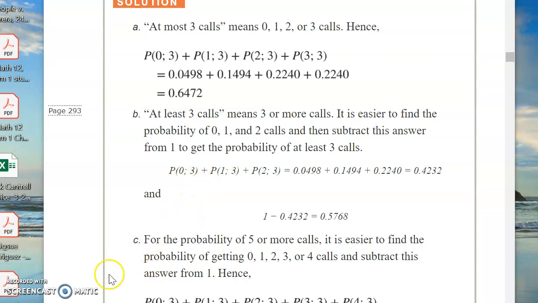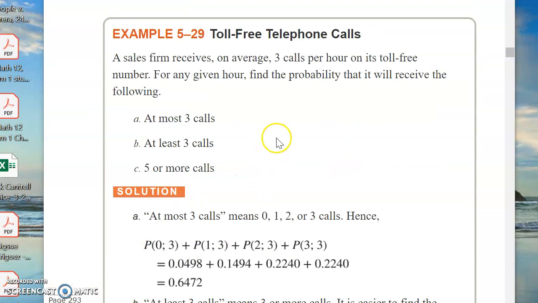Okay, what he's saying here is the following. The problem starts out by saying that they get on average, that's the mean, that's your lambda, 3 calls per hour. So for any given hour, what's the probability that it will receive, and then here are the 3 parts of the question, A, B, and C. At least 3 calls means it will get 3 calls at least. So it could get 3, it could get 4, it could get 5, it could get 6. It could just keep on going.